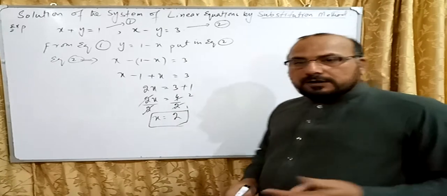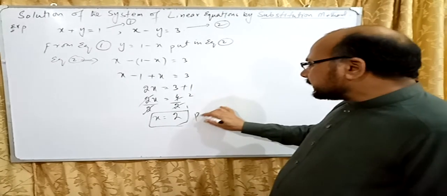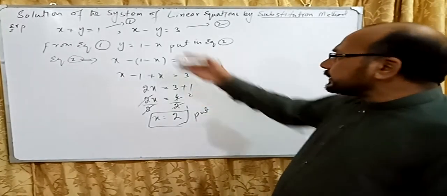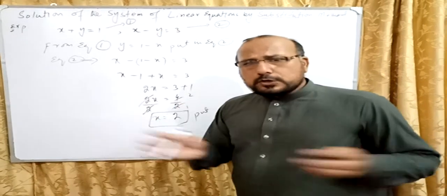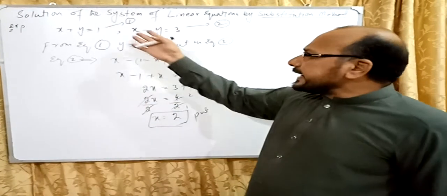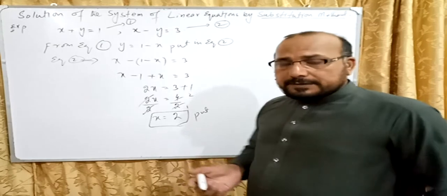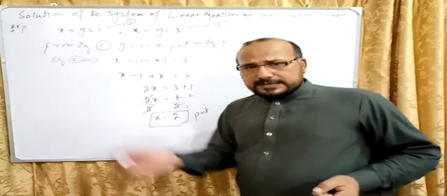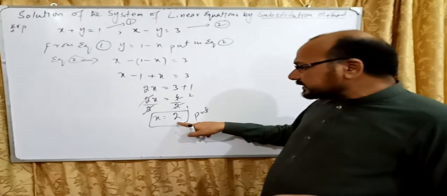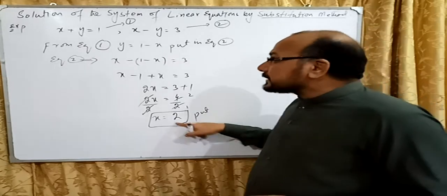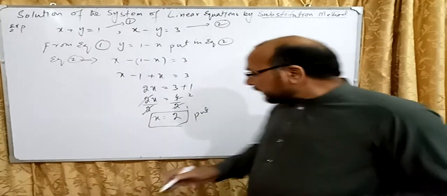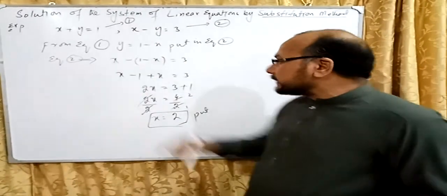Now after getting the value of one variable, it's easy to get the value of another variable. So put in 1 or put in 2. It's up to you to put in any equation. You can get the value of y because you need the value of x as well as y. So after getting the value of x, apply this value in any equation to get the value of y. So I am putting it in equation 1.